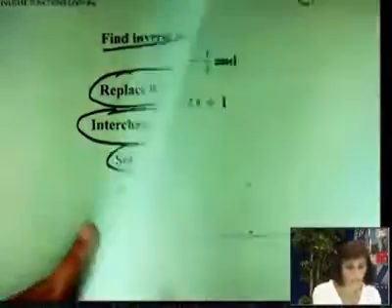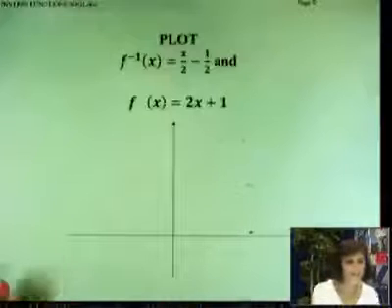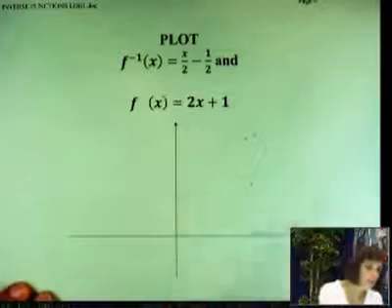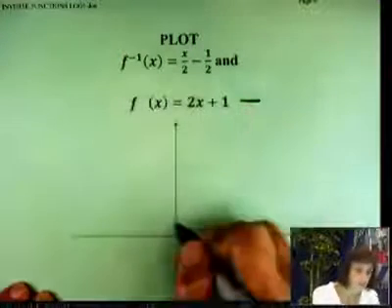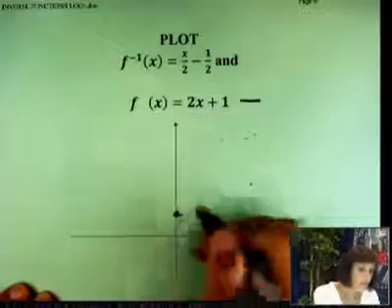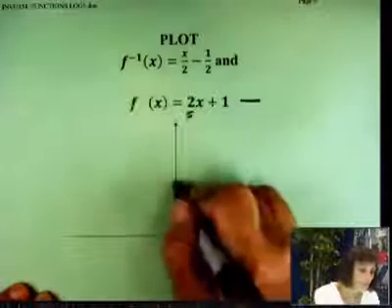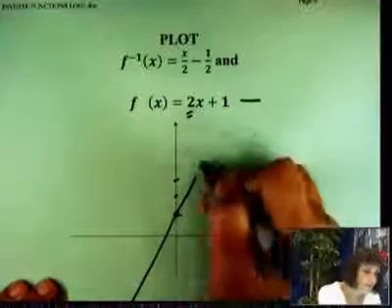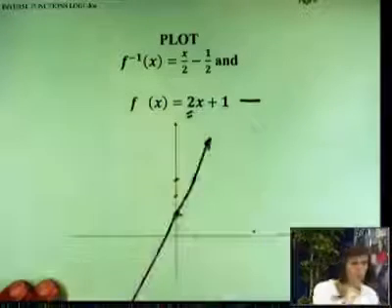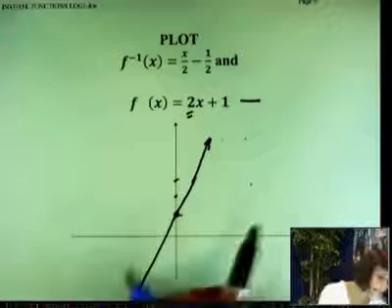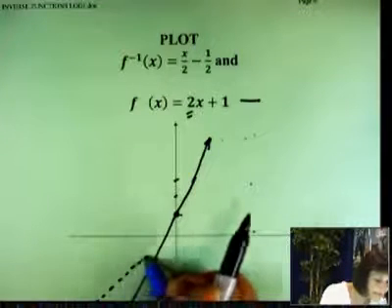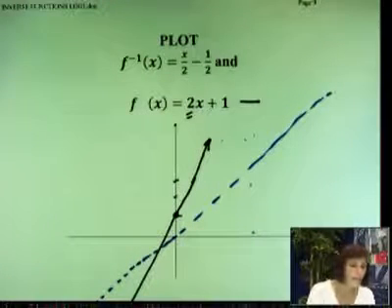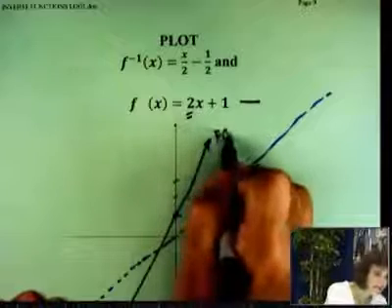So let's look at one more thing. Let's plot these two and actually see if they're mirror images along y equals x. So I'm going to start with 2x plus 1. I'm going to do that in black. So my y-intercept is 1, and the slope is 2, 2 over 1. And I'm going to draw that. So this is a 2 to 1 slope. Okay, let me put in y equals x. There's a little swing in there. But this is my f of x.